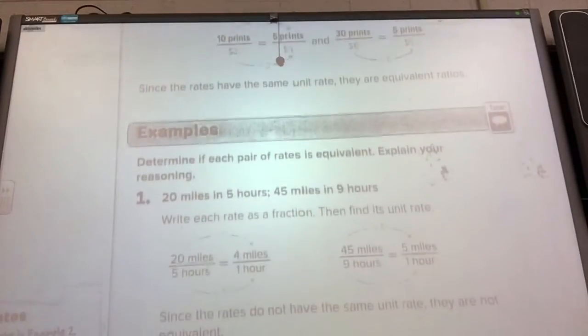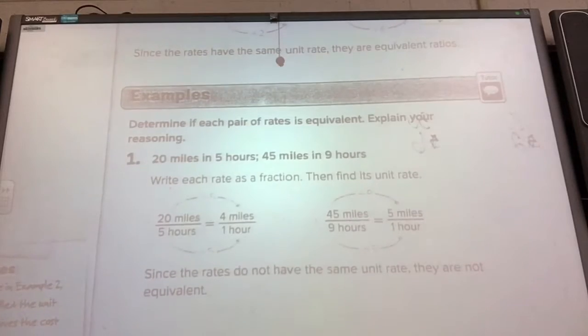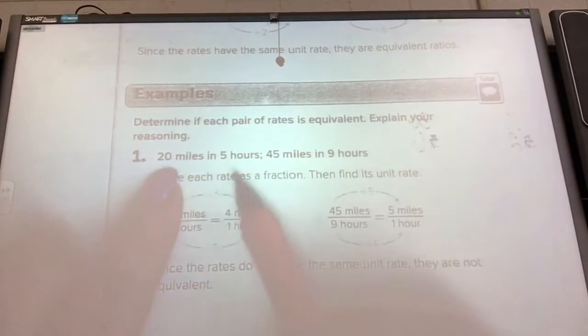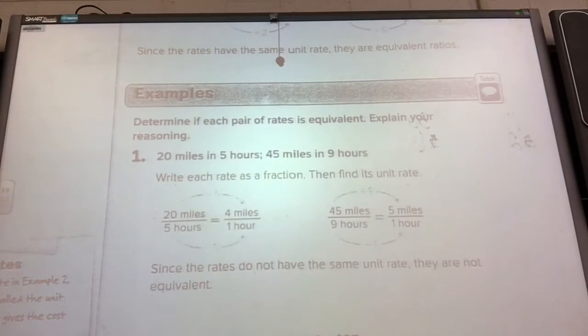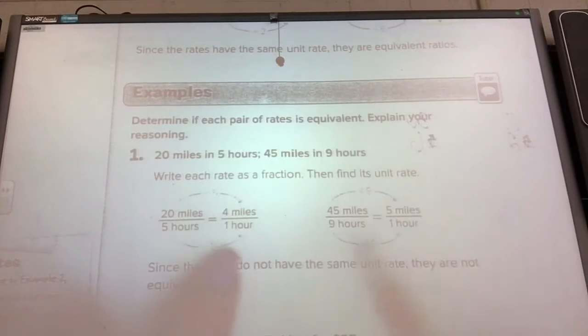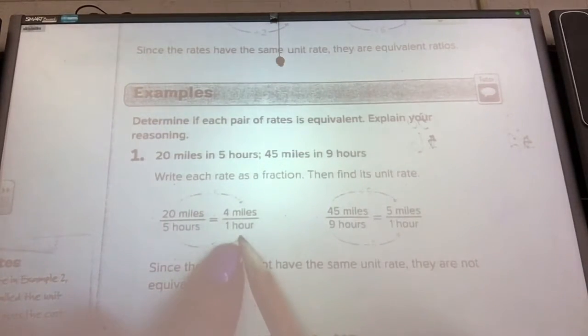Then it gives us a couple examples down here. Determine if each pair is equivalent. Explain your answer. 20 miles in 5 hours, 45 miles in 9 hours. Okay? It shows us that they take them both down to a unit rate. Now, this one's 4/1, where this one is 5/1. So are they equivalent? No. They can't be equivalent because they have different unit rates.